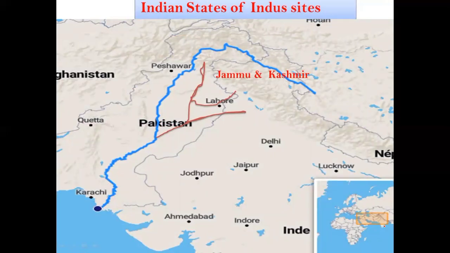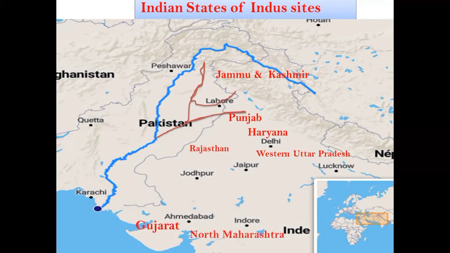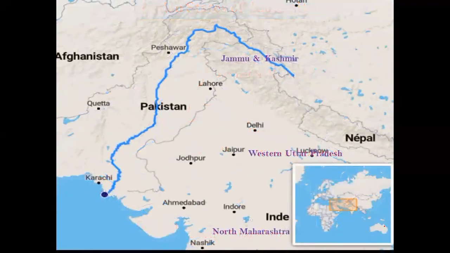We will look forward in the next slide again, followed by Punjab, and then Haryana, and then Rajasthan, and then western Uttar Pradesh, Gujarat, and northern Maharashtra. These are the most important Indian states in which we find the remains of the Indus Valley civilization. So keep in mind that Jammu and Kashmir is the northernmost extent of the Indus Valley civilization. Western Uttar Pradesh is the easternmost extent of the Harappan civilization, and northern Maharashtra is the southernmost extent of Harappan civilization.